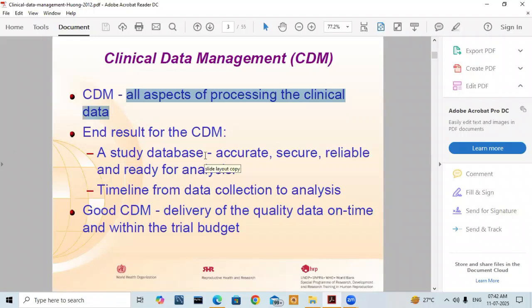What do we want in clinical data management? What is the actual aim? What is the end result? What exactly do we want clinical data management for? For example, in clinical research, right? The whole process is there.